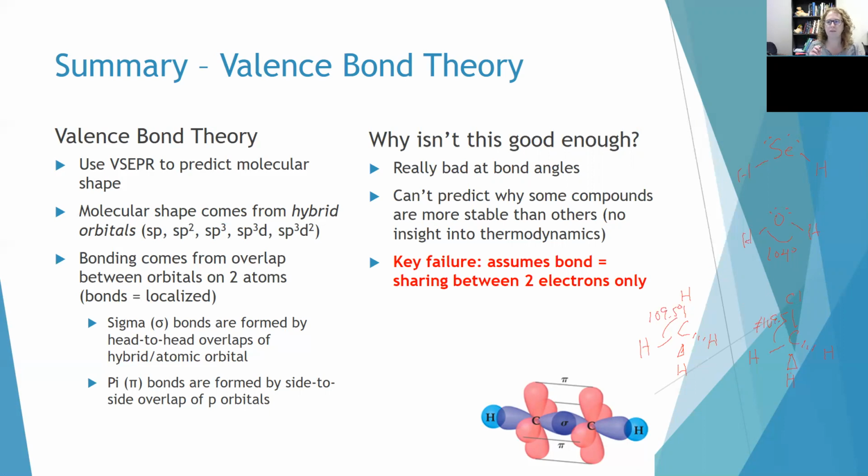And it turns out that the key failure for valence bond theory in this is that it assumes that a bond is from localized sharing. So only 2 atoms, I'm sorry, this should not be 2 electrons, this should be 2 atoms only. The bond is between this carbon and this carbon, or the bond is between this oxygen and this hydrogen, or this carbon and this chlorine. Bonds are localized in valence bond theory, and that turns out not to be good enough. And so we turn over to MO theory to try and help solve some of those problems.